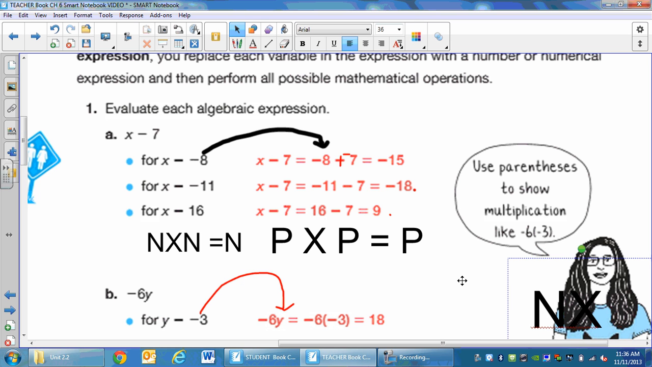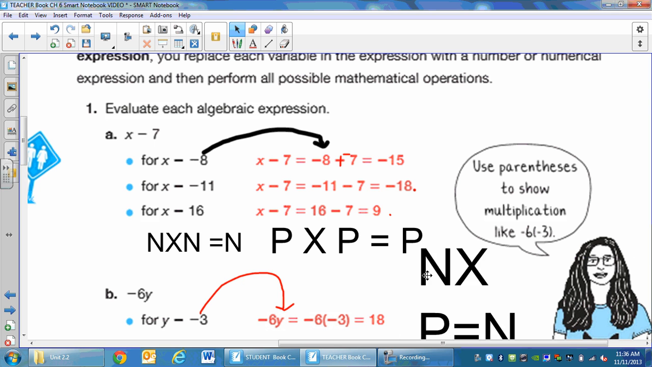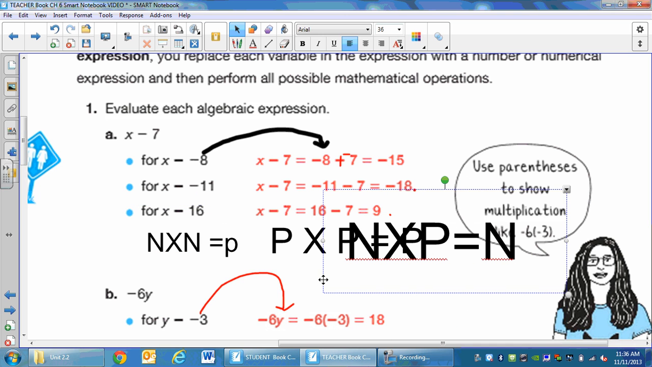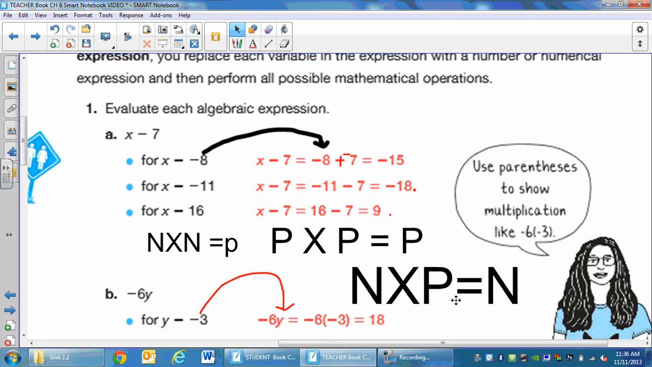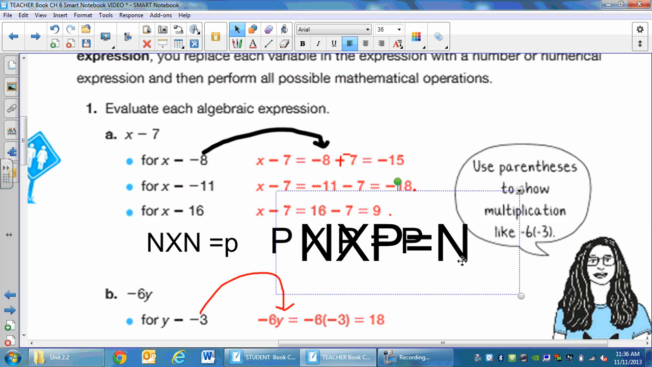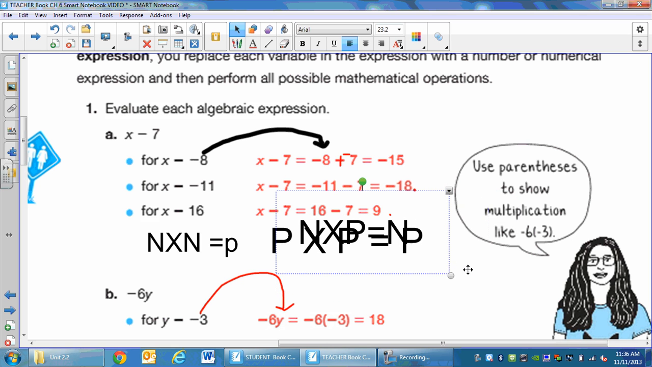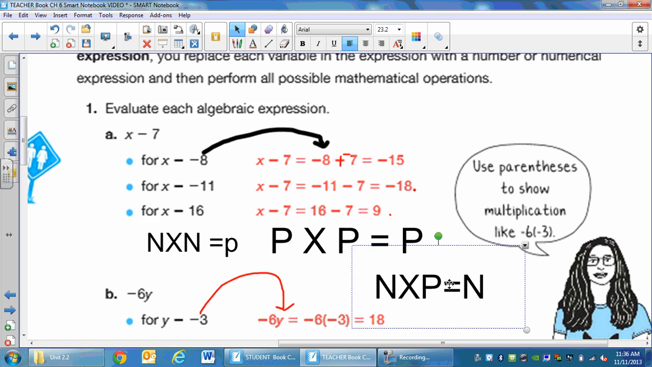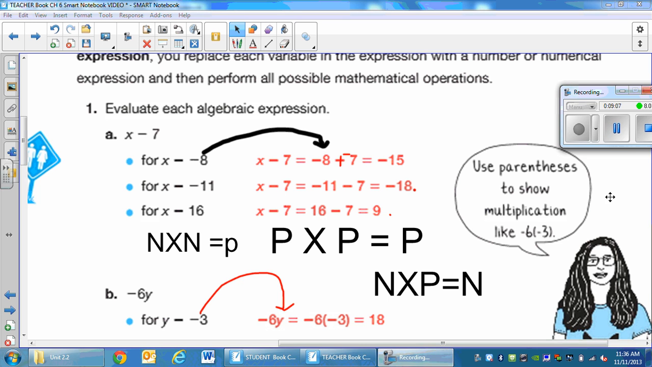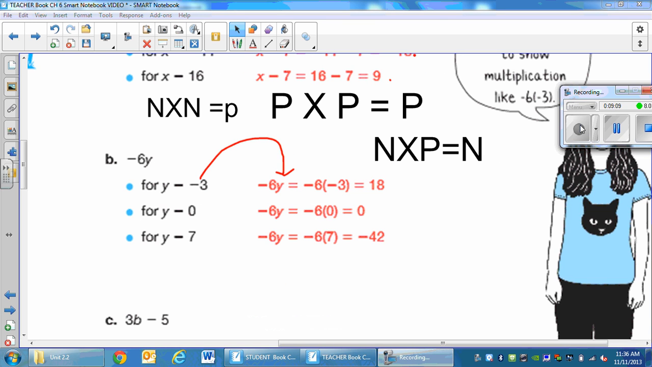So since we're doing negative times negative, it's going to be a positive. Okay, so negative times a negative is a positive. Positive times a positive is a positive. And the only time it's going to be negative is if I had negative 6 times a positive 3, but I don't. Or you could do negative 4 times positive 3, that would equal negative 12. So those are our 3 rules there. Go ahead and try the rest of B and press play when you're ready.